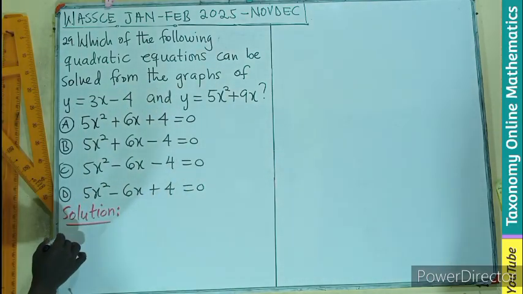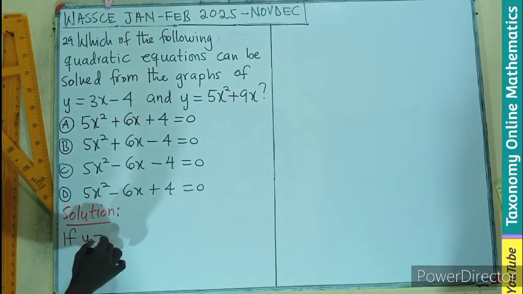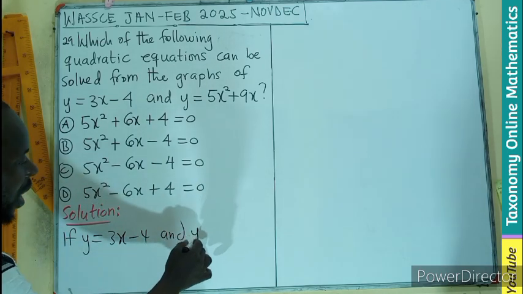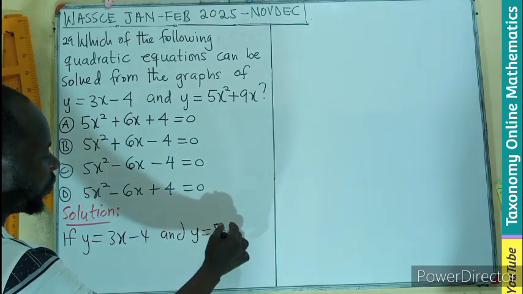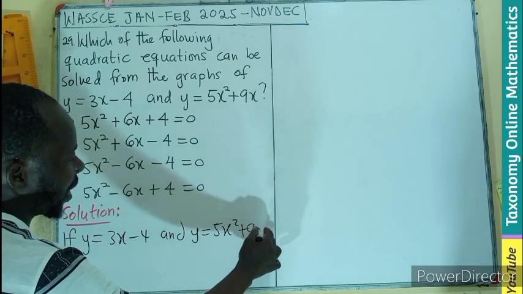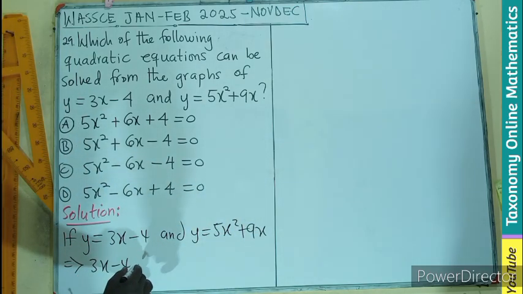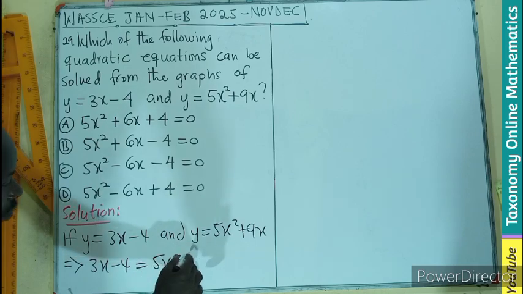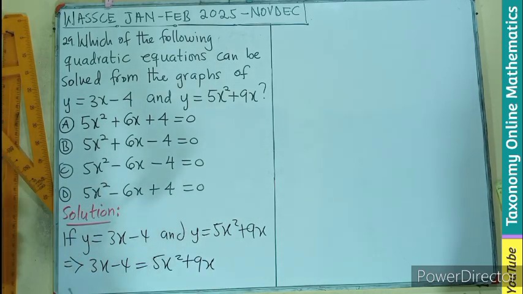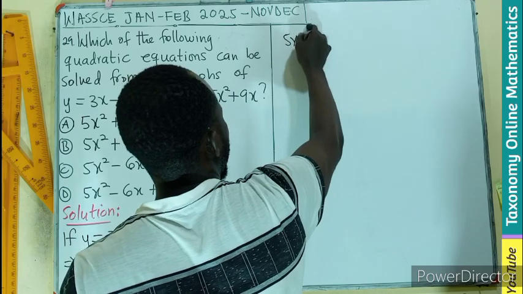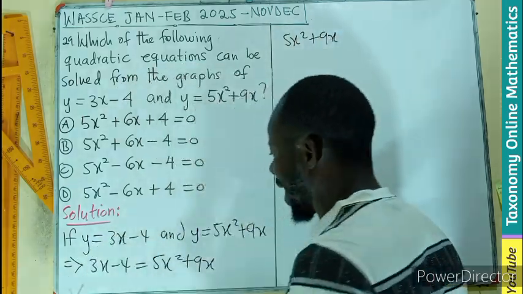That means that if I have y equals 3x minus 4 and y equals 5x squared plus 9x, that implies that 3x minus 4 equals 5x squared plus 9x. And this becomes an equation where we are going to transpose all the left to the right. So I am maintaining the 5x squared and the 9x.